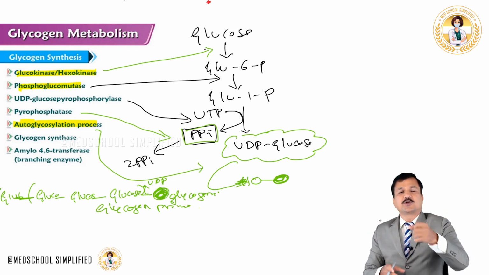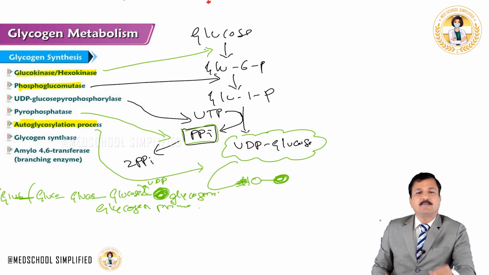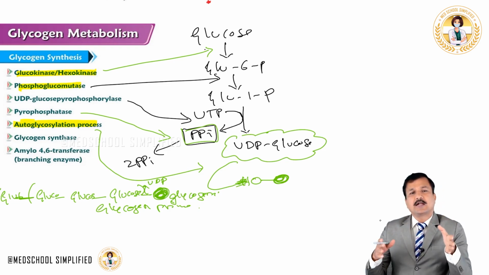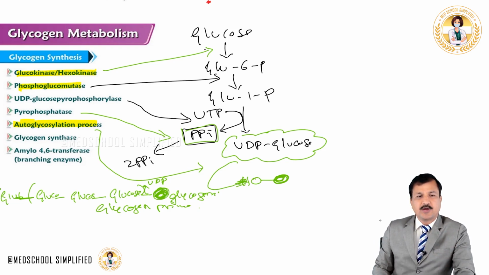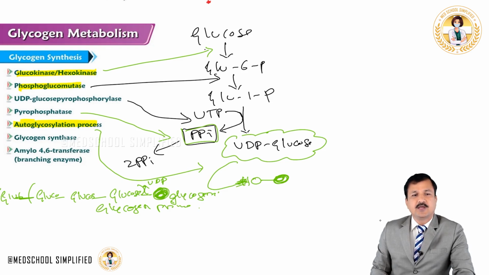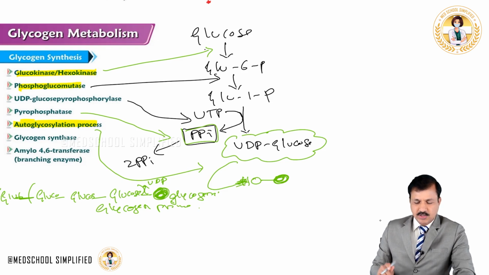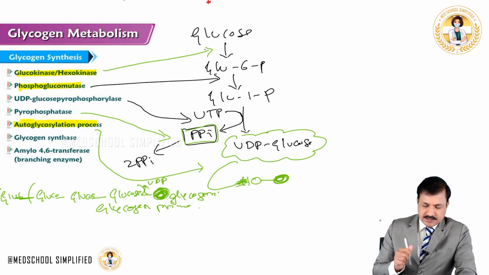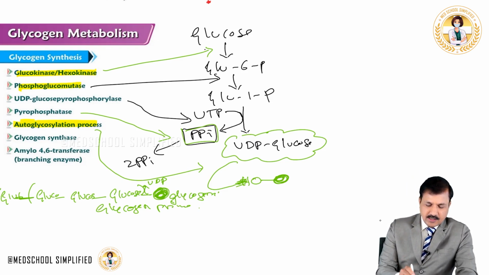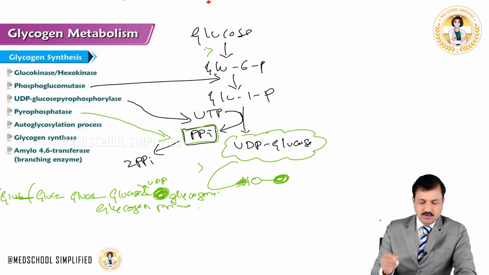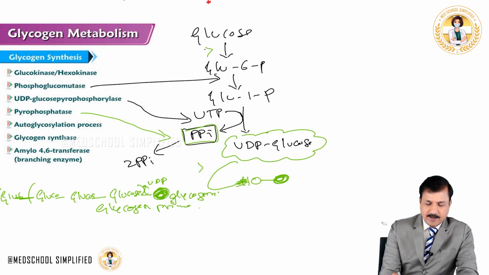It will be transferred to another point in the glycogen chain, and that creates a branch point, done by the branching enzyme, which is called amylo-4,6 transferase. So like this, glycogen synthesis will be going on in the cytoplasm whenever we are in well-fed condition. Let me recap some of the enzymes again.